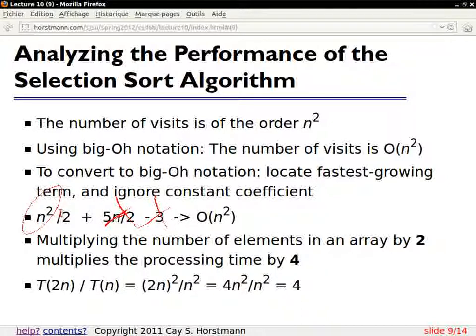And so the mathematical notation for this is what's called the big O notation. Does anyone know why it's called the big O notation?